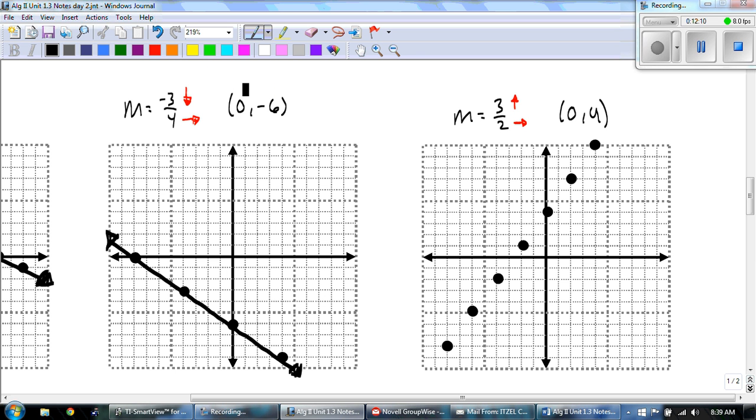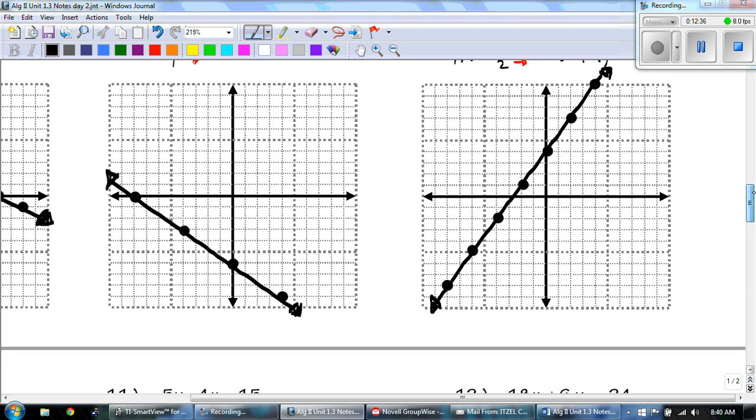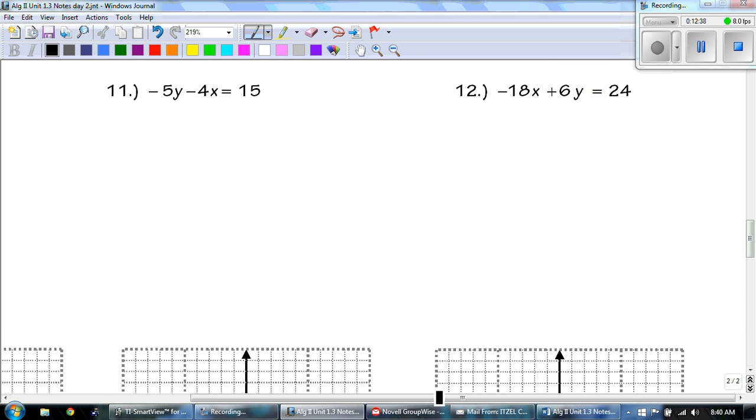Now some people say do 3 points, some people say do 5 points. I like to do all the points throughout the entire graph because pretty soon we're going to be graphing 2 lines on here and trying to find where they intersect. So that's kind of why we do that. And make sure you use a straight edge and you add your arrows.